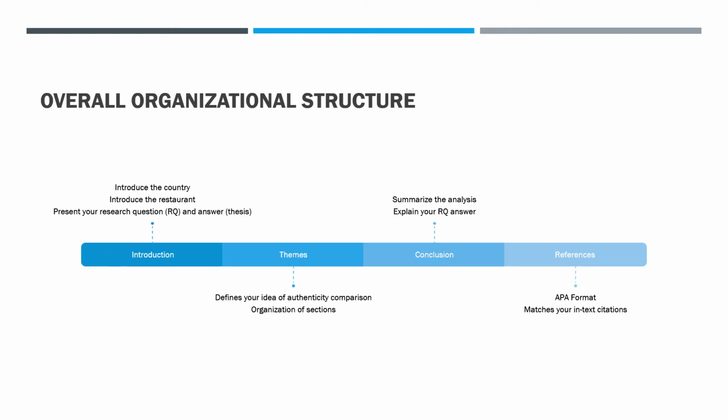You should summarize the analysis of your comparison between your research and the restaurant, and explain your answer to the research question in your conclusion. And most importantly, you should include your references. These should be in APA format, and most importantly, your in-text citations must match each of the entries as they are presented in your references list.